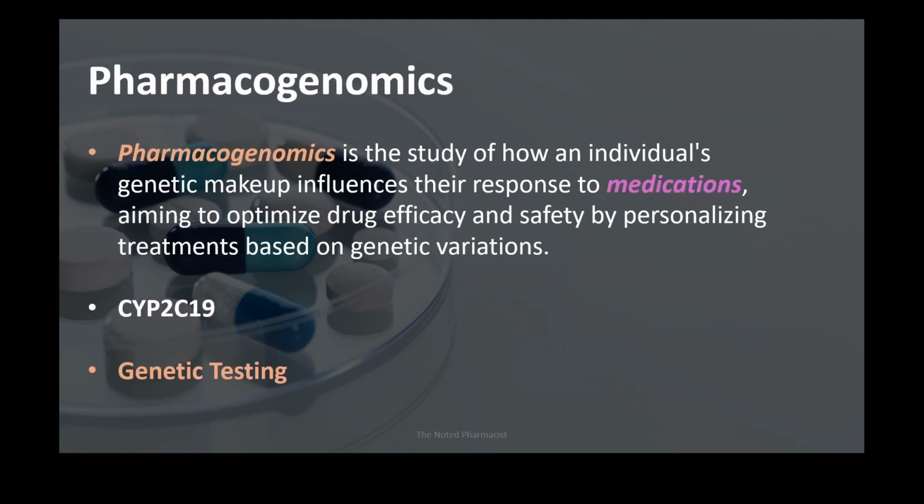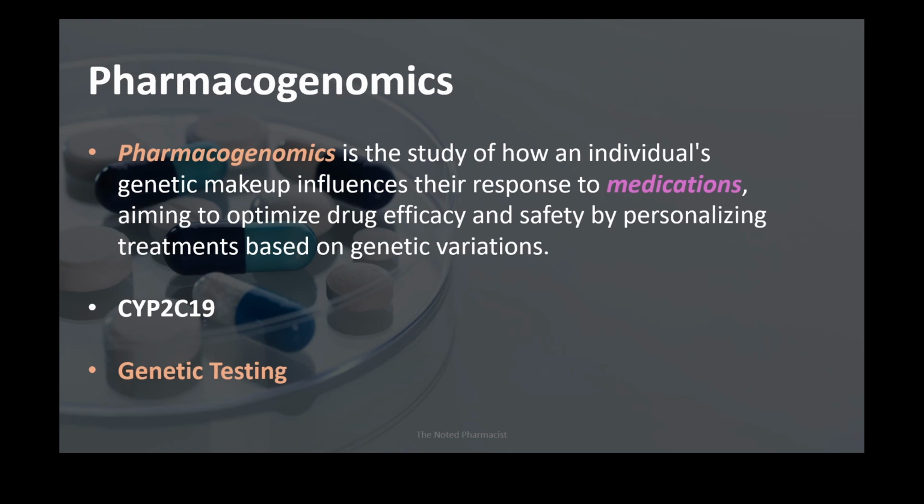Pharmacodynamics. What is pharmacodynamics? Pharmacodynamics is the study of how an individual's genetic makeup influences their response to medications, aiming to optimize drug efficacy and safety by personalizing treatments based on genetic variations. For example, genetic differences in enzymes like CYP2C19 can significantly impact a drug's efficacy and safety. For instance, the antiplatelet agent clopidogrel is metabolized by CYP2C19, and individuals with certain genetic variants may have a reduced response to the drug. As a result, genetic testing may be recommended to ensure optimal therapeutic outcomes.